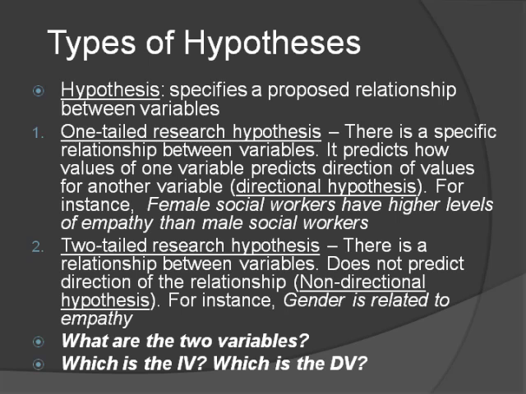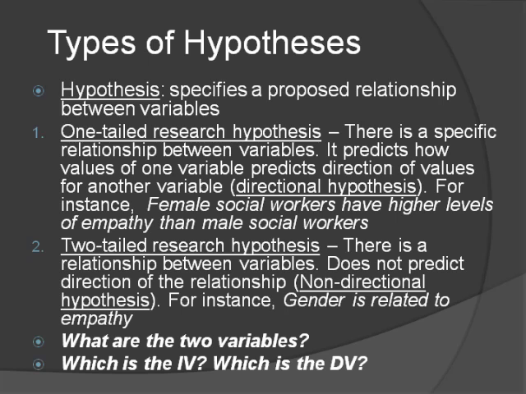All right. Consider that gender is something that's always there. It's always going to come first. So gender is the variable that is the independent variable, and the dependent is empathy. Okay? So we're looking at the relationship between gender and levels of empathy. Now, the one-tailed research hypothesis specifies the relationship or the direction. So we see that female social workers are going to have higher levels of empathy.